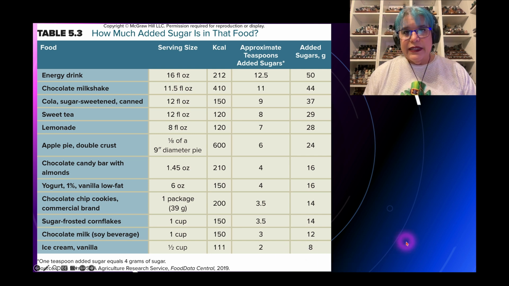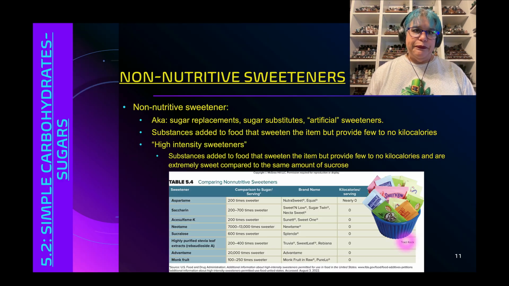Now, here's the thing to keep in mind. This is added sugar. It doesn't mean that sugar isn't naturally in it. For example, with ice cream, we do have lactose in the milk that we are using to make the ice cream. We're just adding extra sugar to that. So it's not like the ice cream didn't have sugar before we added it. I just want to make that distinction.